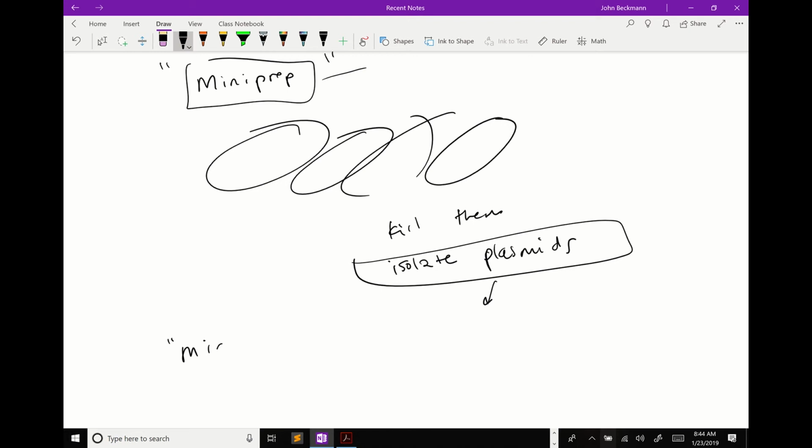What's midiprep? If one is mini, what's midi? Large. Larger, middle. So miniprep is you just want a little bit of plasmid. On a day-to-day basis, you're usually just doing miniprep. Sometimes you want a middle amount of plasmid, so you do a midiprep. What's maxiprep?